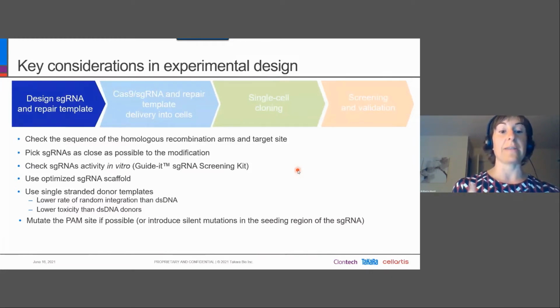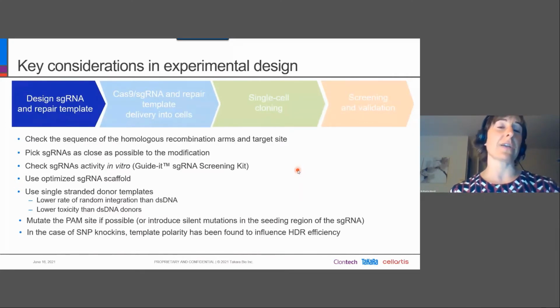It's important as well, and as I mentioned yesterday, to mutate the PAM in the template oligo or in the HDR template if it's possible. This will prevent the recut of the Cas9 at the target site if the editing has been successful. Or if it's not possible to mutate the PAM, just introduce silent mutations in the seed region of the single guide RNA, that is 7 to 10 base pairs upstream of your PAM.